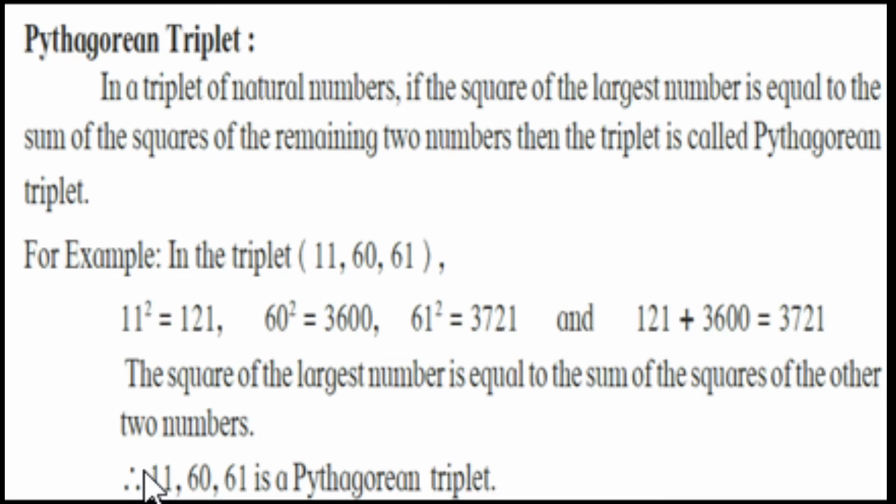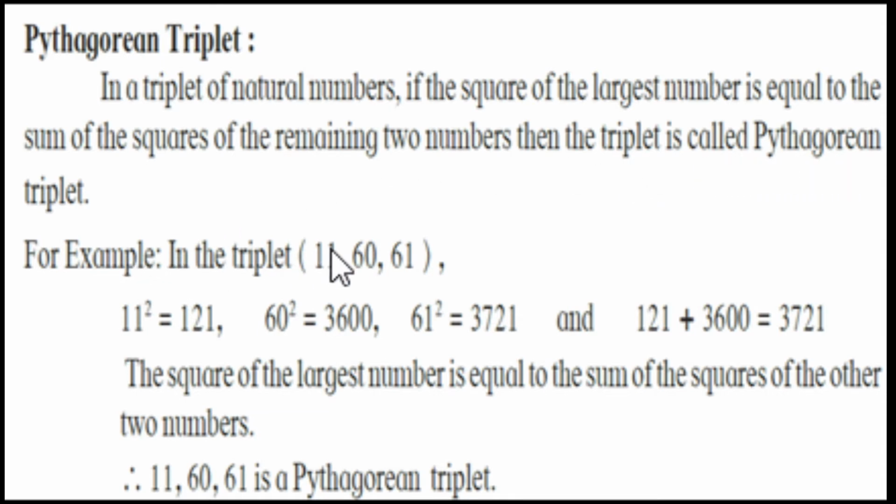Then we have to learn Pythagorean triplet. So what is Pythagorean triplet? In a triplet of natural numbers, if the square of the largest number is equal to the sum of the squares of remaining two numbers, then the triplet is called as Pythagorean triplet.